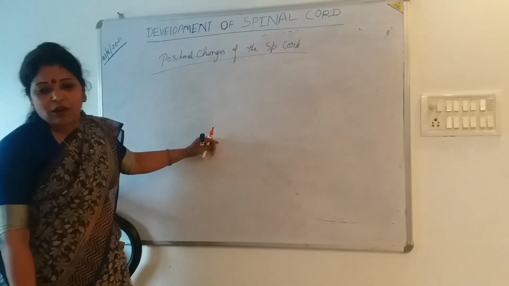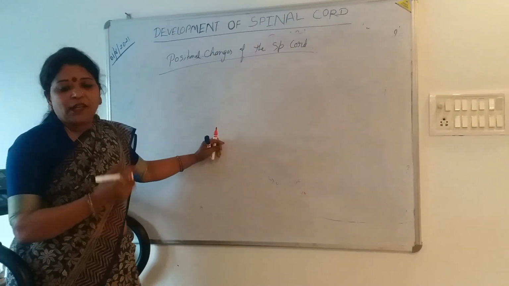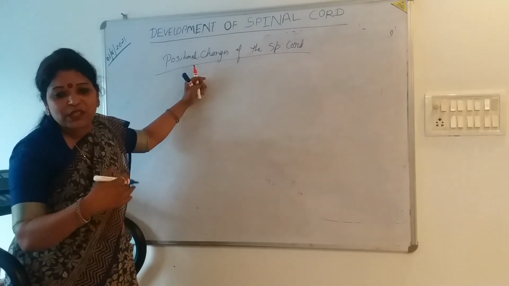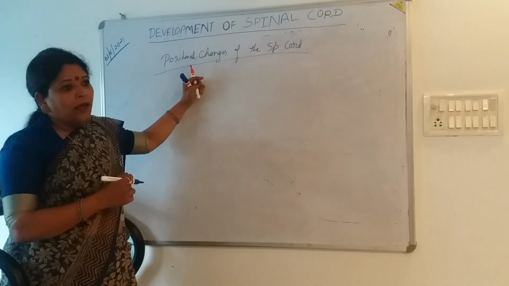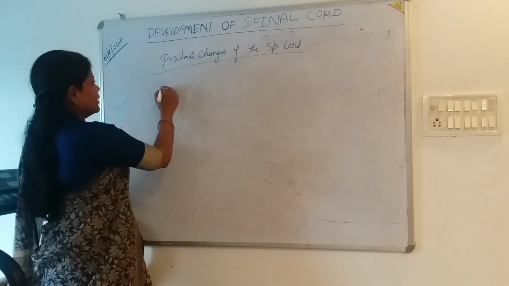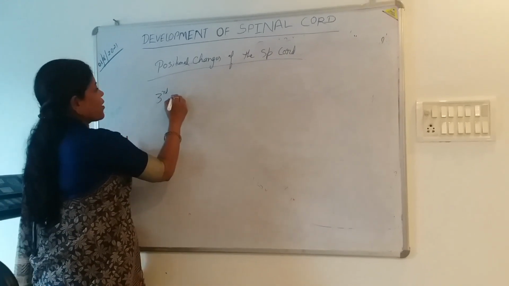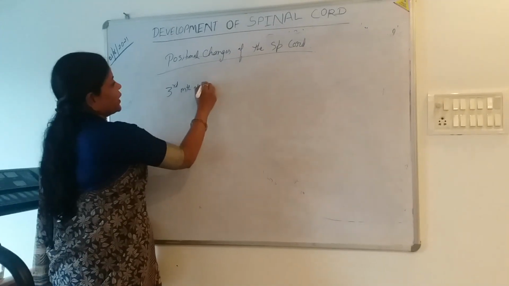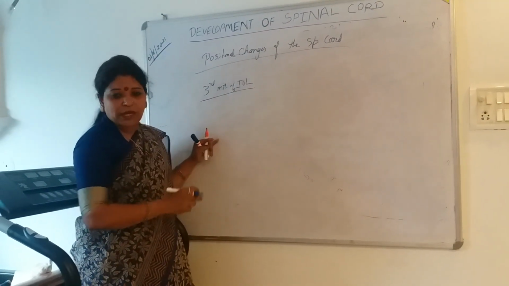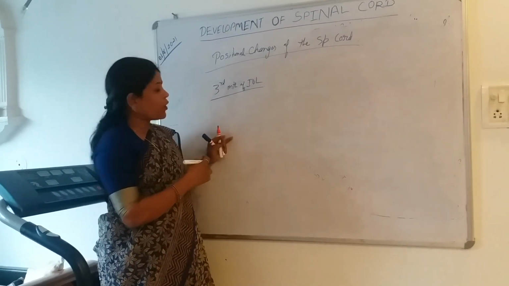That means shifting of the spinal cord. So what happens? Why is this nomenclature given for the spinal cord, the positional changes? Look, at the third month of the intrauterine life. These things we are discussing because sometimes it is asked in the objectives or viva.